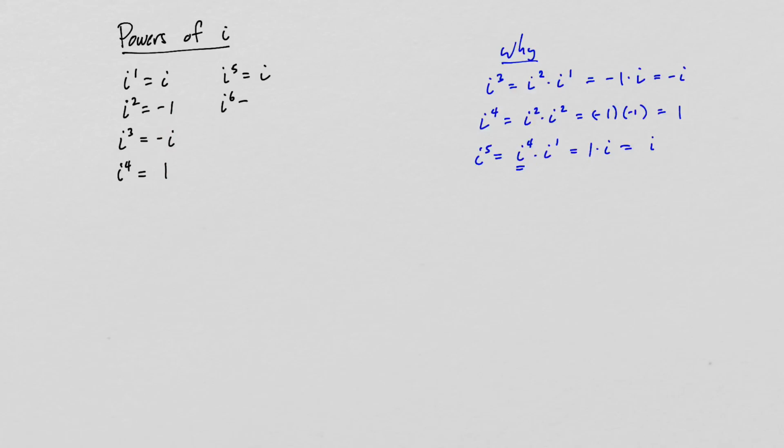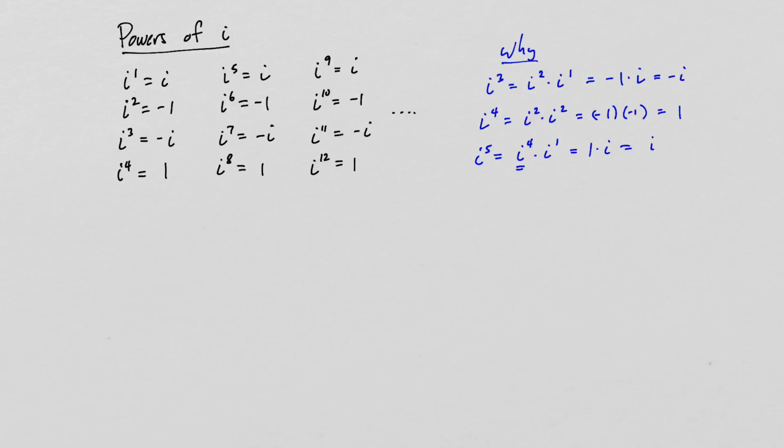So i to the sixth power is negative 1, i to the seventh power is negative i, i to the eighth power is 1. i to the ninth power is i, i to the 10th power is negative 1, i to the 11th power is negative i, and i to the 12th power is 1, etc. So it goes on forever.